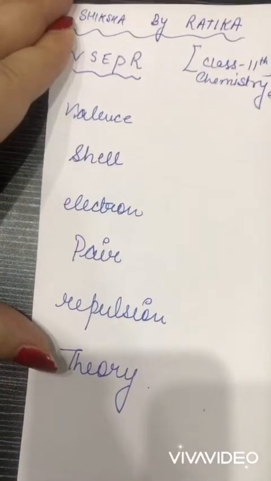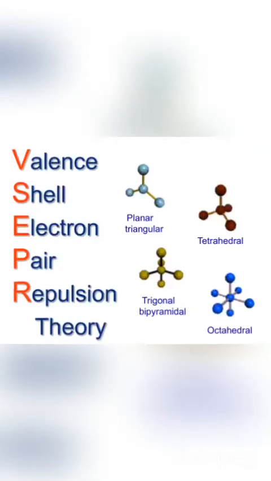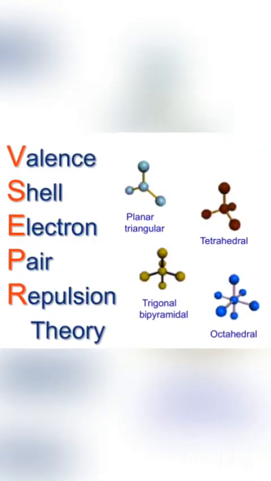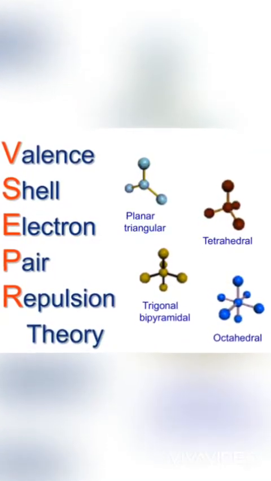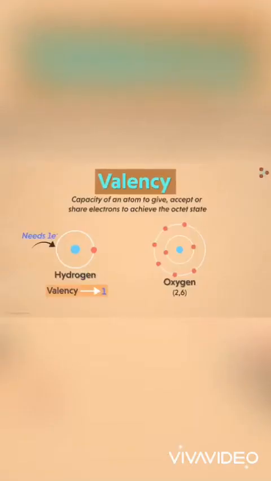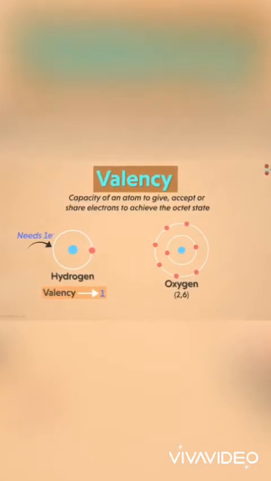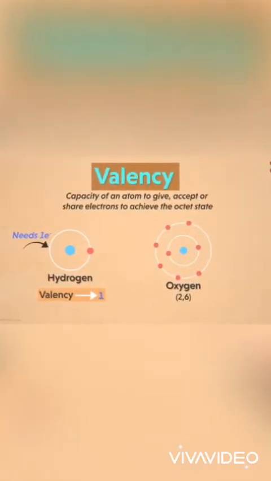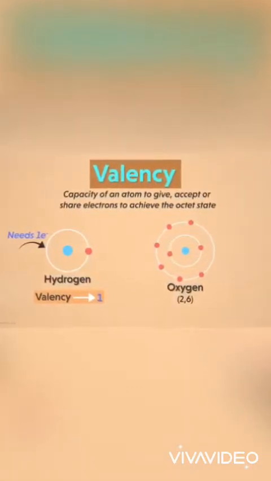So what do you mean by valence or valency? So in this video I'm gonna give you some examples about the shapes. Like we have a lot of shapes: trigonal bipyramidal, octahedral, tetrahedral. So valency is what? It's the capacity of an atom to gain or share electrons to achieve the octet. Octet means 8 electrons complete.